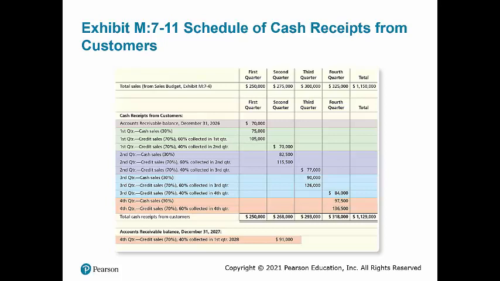So we see for the first quarter that Smart Touch Learning projected the sales would be $250,000. Now we had an ending balance for accounts receivable on the December 31st, 2026 balance sheet of $70,000. We would expect to collect the $70,000 in the first quarter of 2027. Also, Smart Touch Learning estimates that 30% of their first quarter sales will be cash sales that will be collected in that quarter.